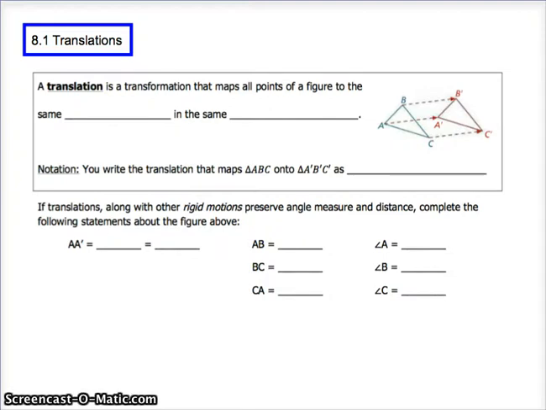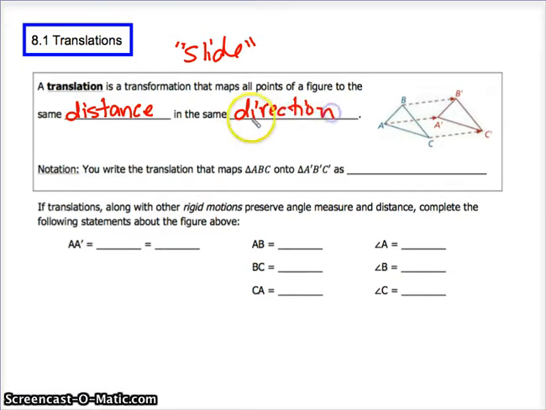So let's get started. A translation, and I often like to refer to a translation as a slide, because I'm taking a figure and I'm just sliding it across the coordinate plane. A translation is a transformation that maps all points of a figure the same distance in the same direction. So each point is moved the same distance and in the exact same direction, resulting in a slide of that figure.